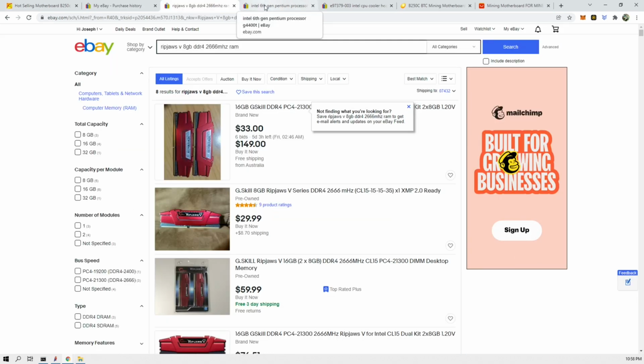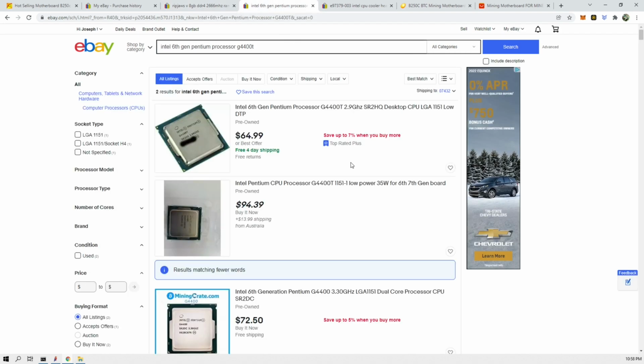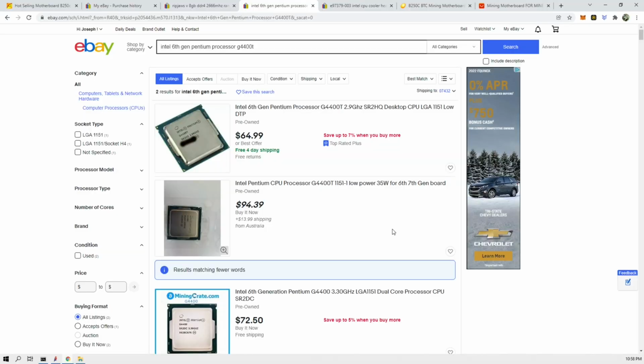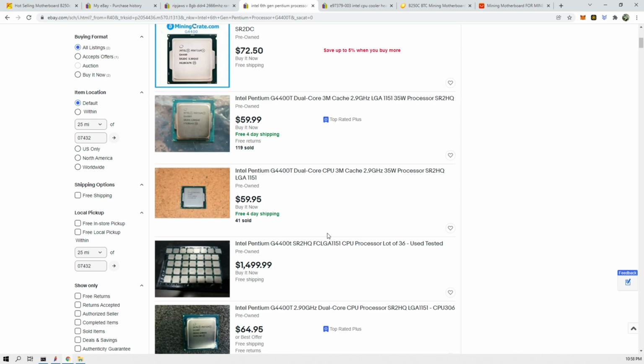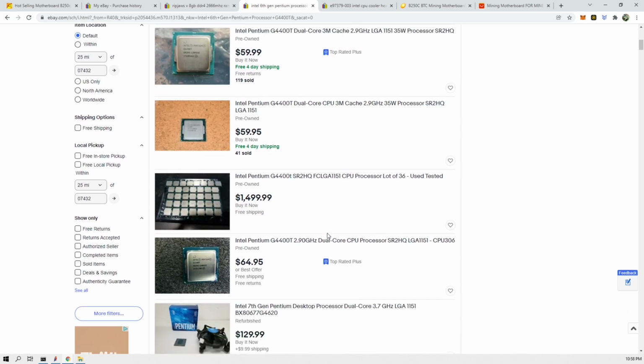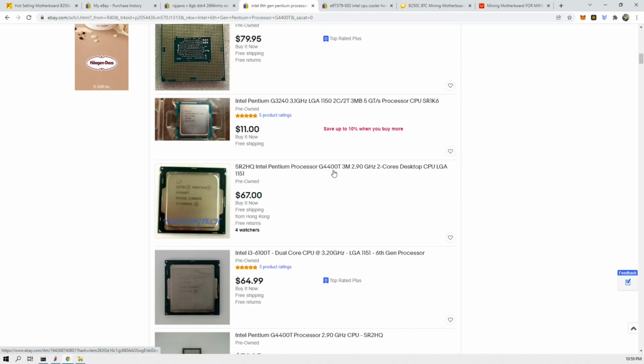So there is a few things you'll need to get, and the first thing I got for this motherboard was a CPU, and I didn't go overboard with this. I just got a Pentium processor, a G4400T. That was more than enough for what I was going to be looking to mine. You could probably find one for under $59 or even lower from eBay. The G4400 non-T could also be used for this.